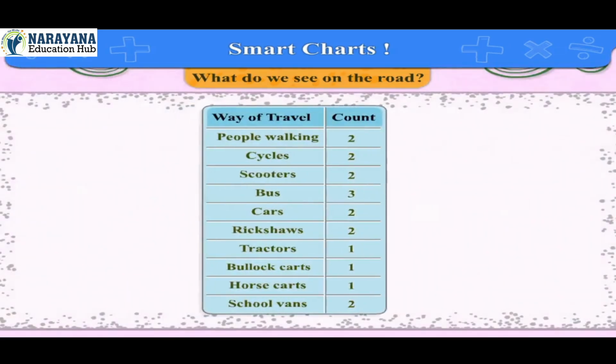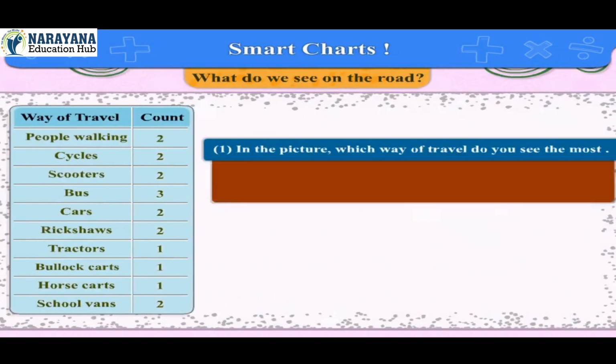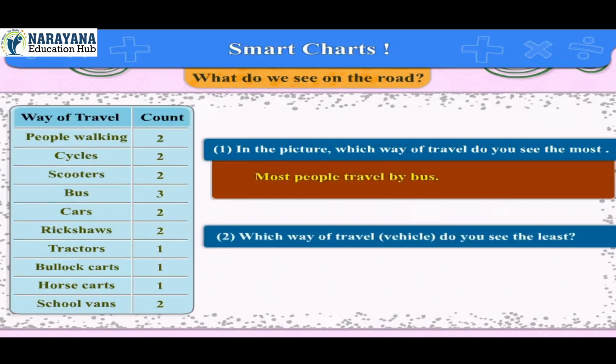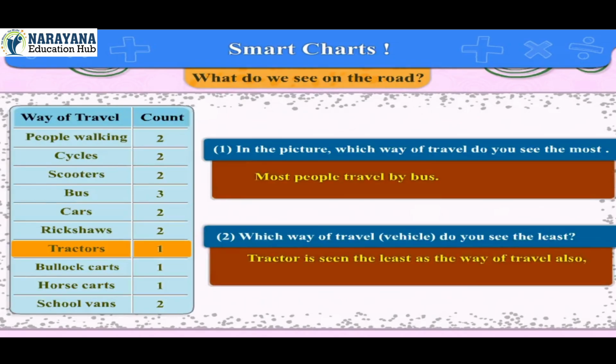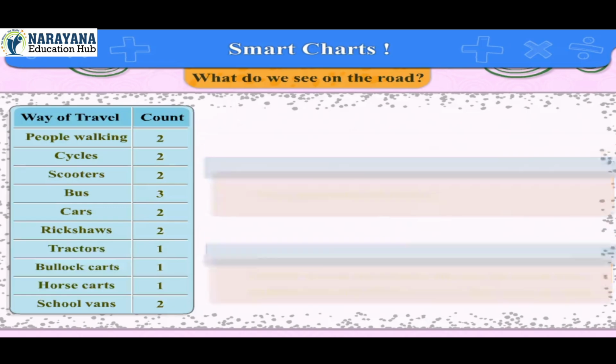With the help of the table, answer the following questions. First, in the picture, which way of travel do you see the most? Most people travel by bus. Second, which way of travel, vehicles, do you see the least? Tractor is seen the least as a way of travel. Bullock cart and horse cart are also seen the least.